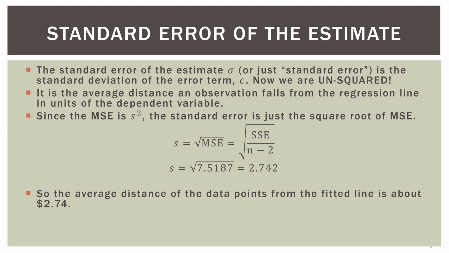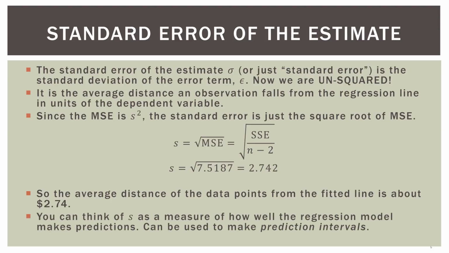So it's the standard error of the estimate, or the standard error. You can think of S as a measure of how well the regression model makes predictions. If the standard error is very large, then when we make a prediction, in this case a specific bill amount, because the error is so wide, it's not going to make a very good prediction. If the error is very narrow and low, then it'll be very good at making predictions. And we can use those to make prediction intervals, which we'll do in later videos.